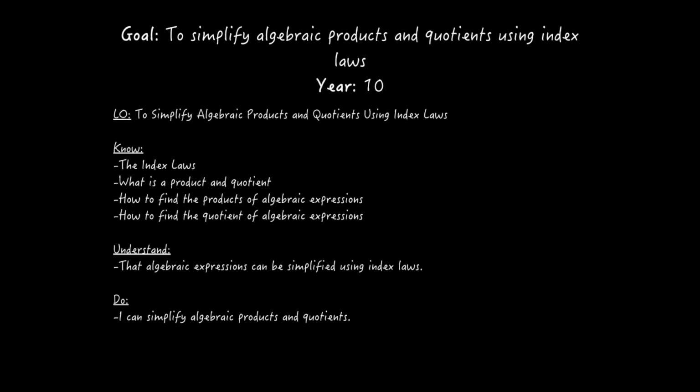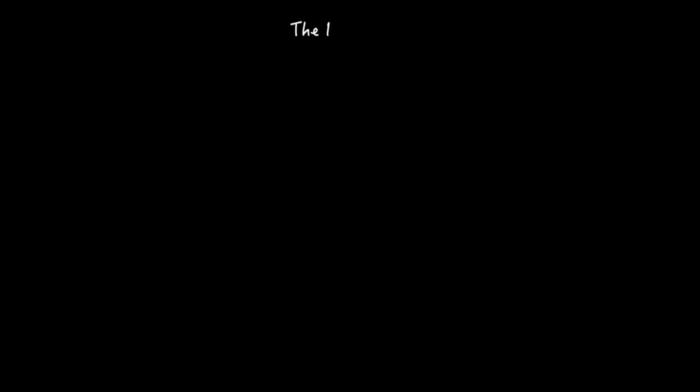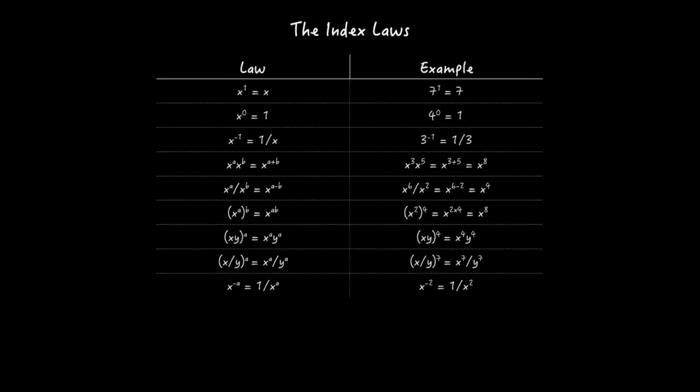You need to understand that algebraic expressions can be simplified using index laws. You should be able to simplify algebraic products and quotients. The index laws. There are 9 main index laws. The first law states that x to the power of 1 equals x. An example of this is 7 to the power of 1 equals 7.